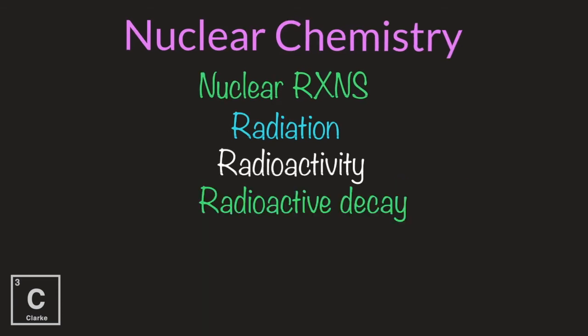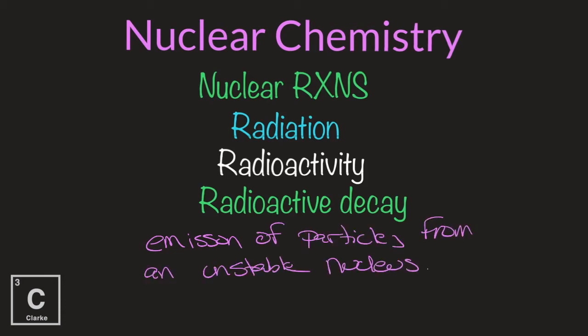A lot of these words really go hand in hand, and it's kind of hard to keep them super separated. Radioactive decay just means the emission of particles from an unstable nucleus. Now, if we go back, these particles that are emitting from the nucleus, that's called radiation. The process of emitting these particles from the nucleus, that's called radioactive decay. The particles themselves that are coming from the nucleus, this is radiation. And the whole thing, that's radioactivity.